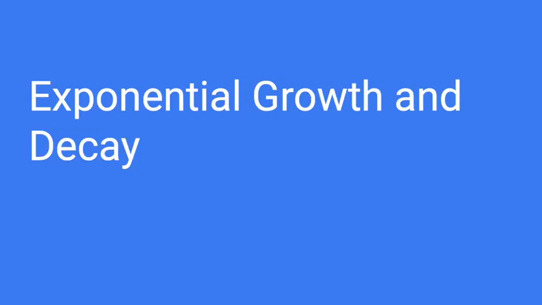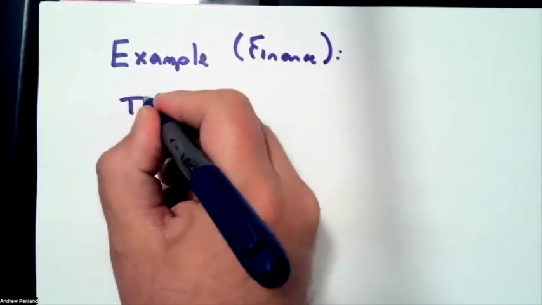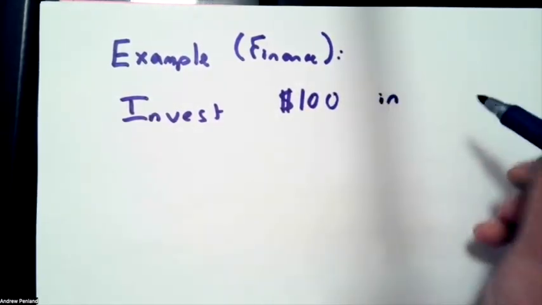In this video we are going to discuss some basic properties and examples of exponential growth and decay. Exponential functions are commonly used for modeling in areas like biology, chemistry, medicine, and finance. It's good to have a solid grasp on them. Here's a basic example of an exponential situation.